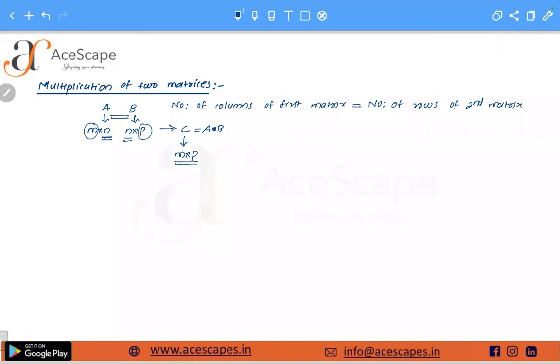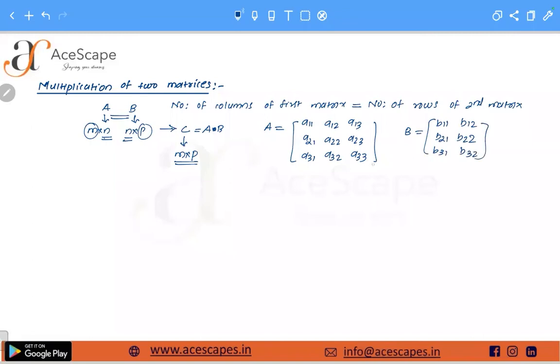So how do we multiply two matrices? Suppose I have a matrix A equal to [A11, A12, A13; A21, A22, A23; A31, A32, A33], and some B equal to [B11, B12; B21, B22; B31, B32]. What is the size of this matrix? Number of rows 3, number of columns 3.